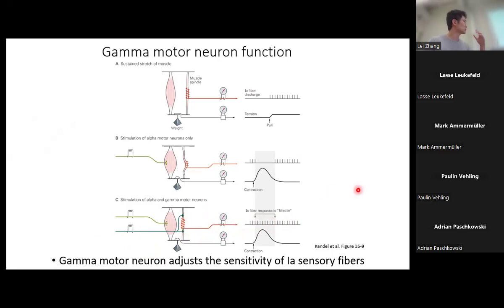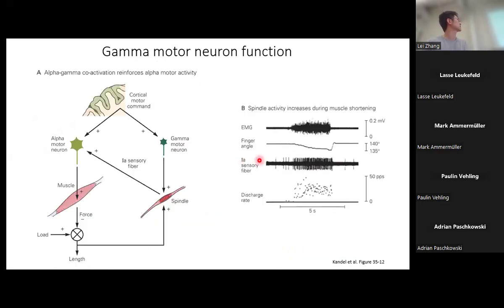It is still not quite clear exactly what the function of this is, and why I should keep this information. But researchers have done some interesting experiments, as we see here in these slides. Here I just draw the picture differently, reorganizing what we had before. So you have alpha and gamma. Alpha innervates extrafusal muscle fibers, while gamma innervates the muscle spindle. And from the muscle spindle, you have the sensory feedback back to the alpha motor neuron.